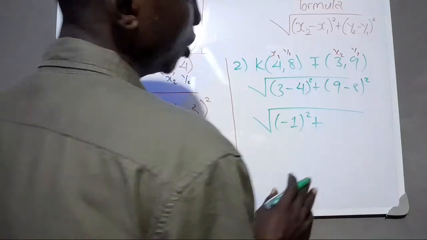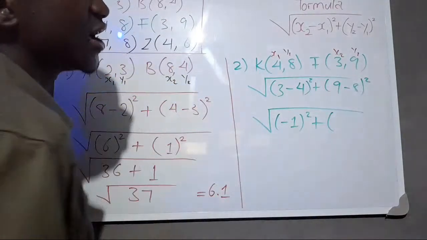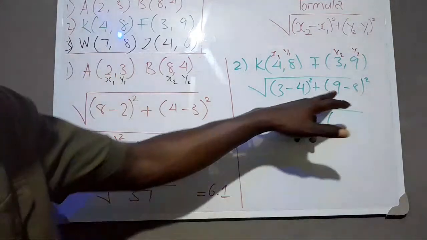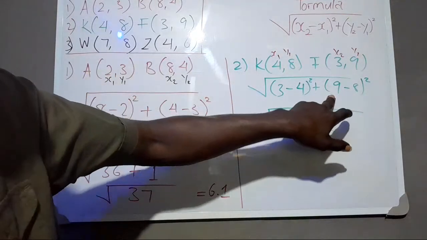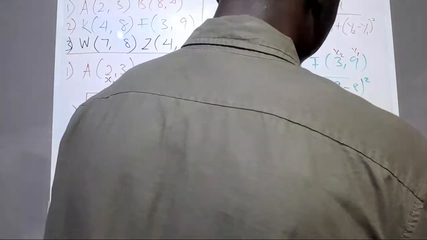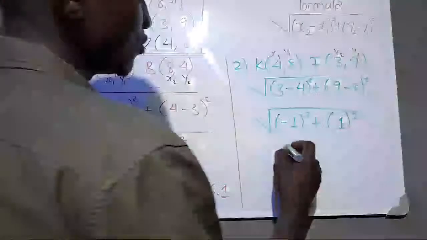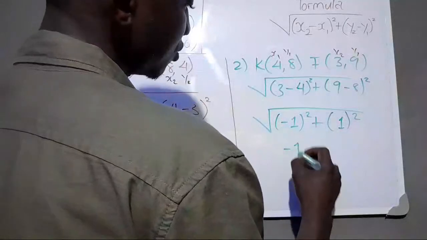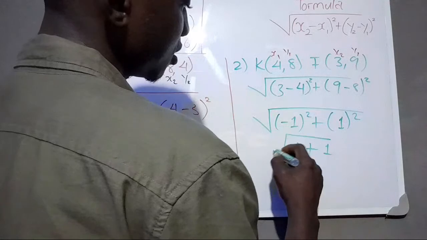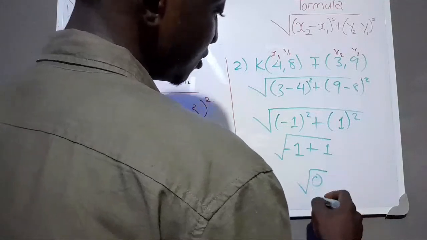square, plus we have same thing here. Okay, here you have positive 1, because 9 is positive, which is greater than 8. So when you remove 8 from 9, you have positive 1. So it should give you minus 1 squared plus 1 squared. So minus 1 plus 1 gives us 0.